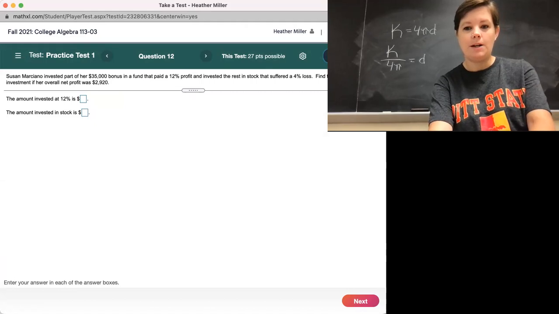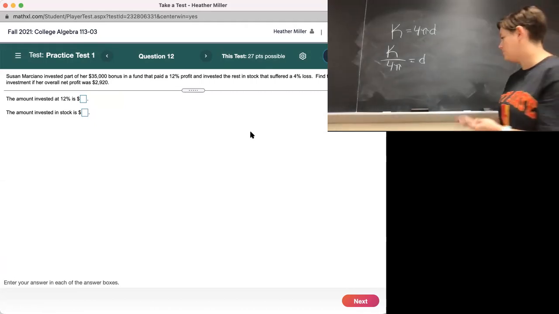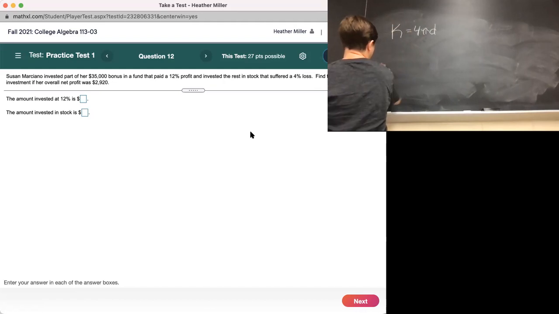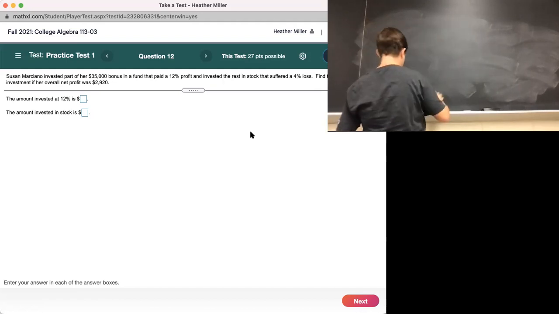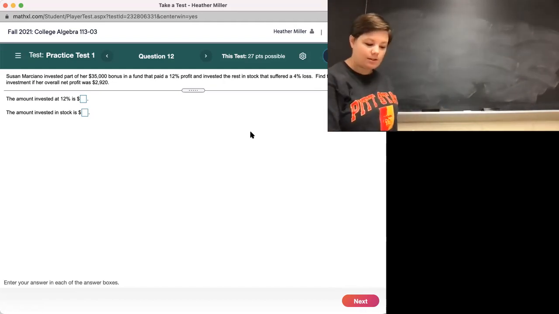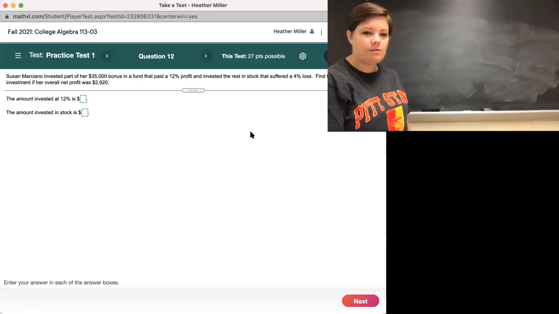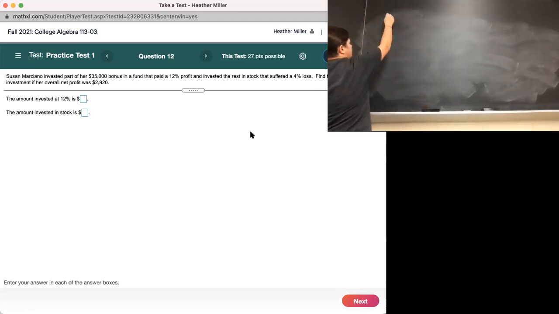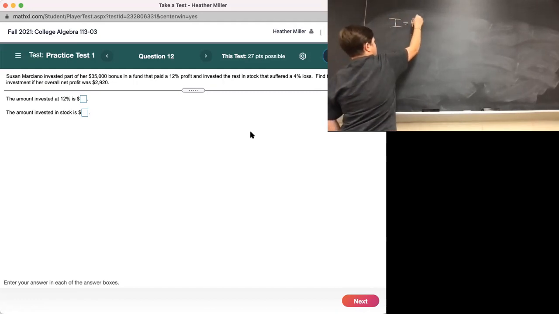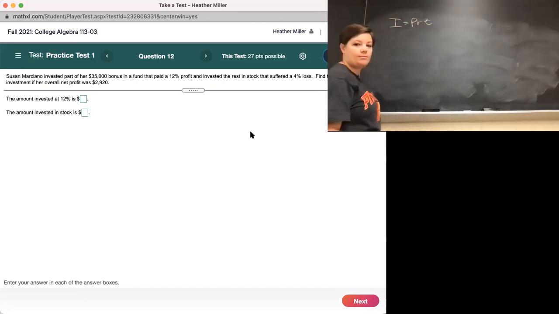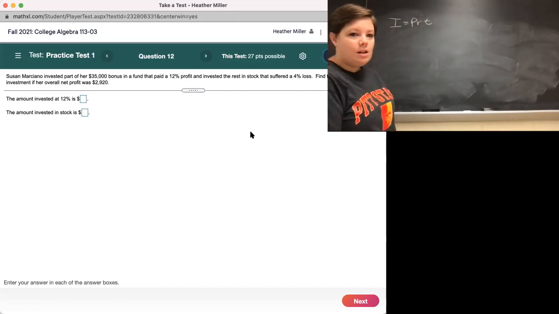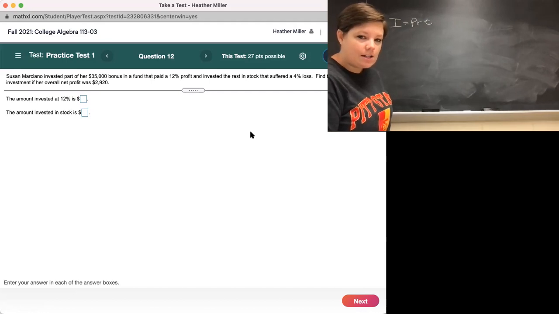All right, move me back down. Here is our investment one. This one is exactly like the grandma one that I did in class, where grandma needs to invest money, only this time it is Susan needs to invest money. So before we start, remember that interest equals the principal times the rate times the time. That's the general equation. Here we say that Susan needs to invest part of her money, over $35,000, into a fund at 12% profit and at a stock, at a 4% loss.